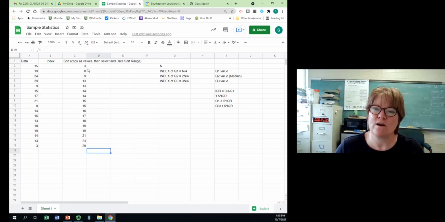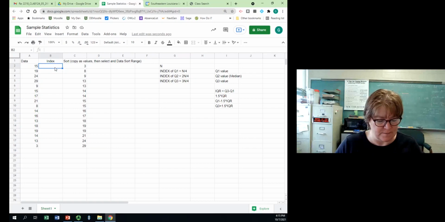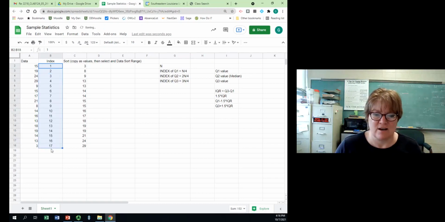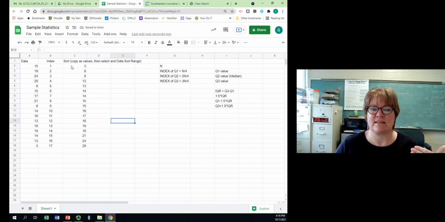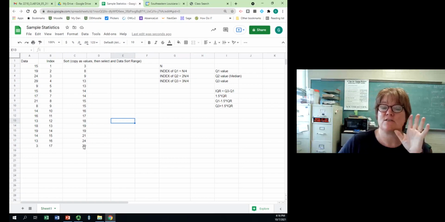I also want to put which one each one is, so I'm going to put it in order. This would be the first one, this would be the second one. Quick hint: after I have two in a row, if I select them and see the little box here, I can click and drag down and it'll fill it in. This is like the index: the first one, the second one, the third one. So now I have a set of data that's sorted.